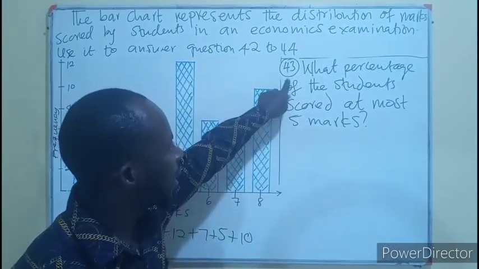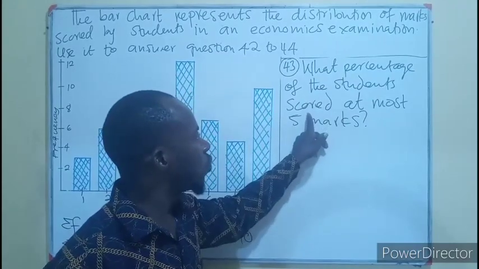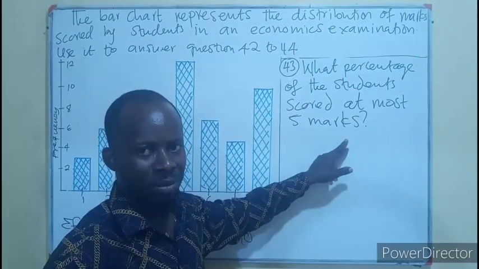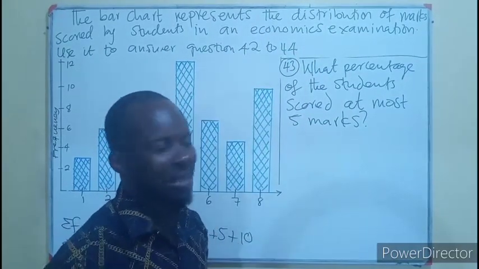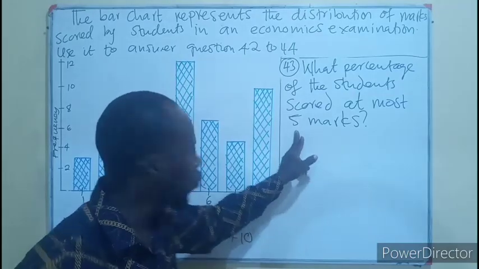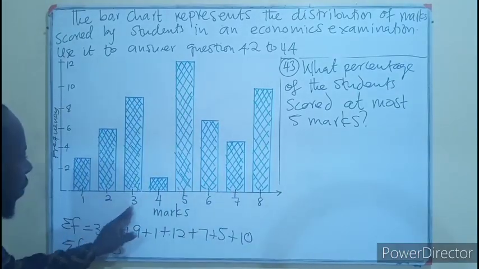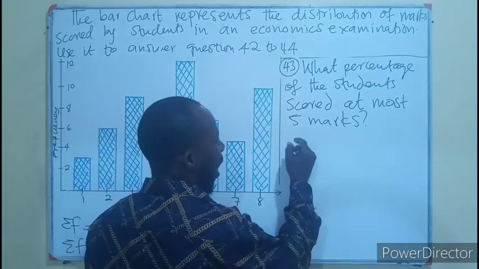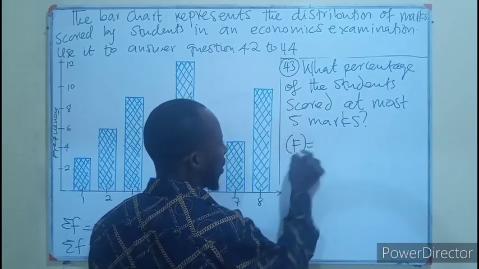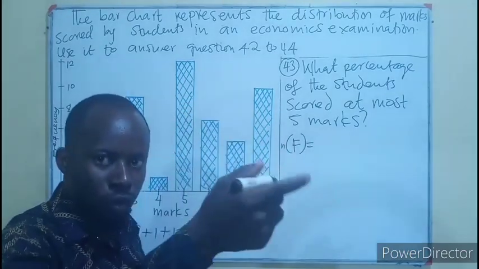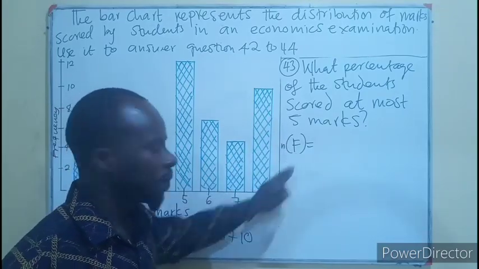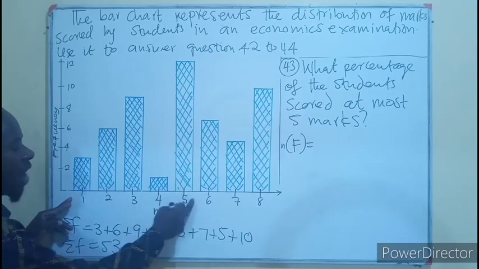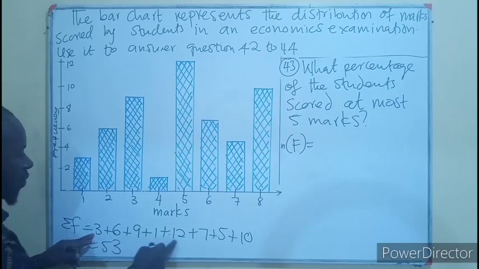Question number 43. What percentage of the students score at most 5 marks? The most, not at least. Meaning the highest of the marks is 5. Some got 1 mark, some got 2, 3, 4. At most 5. Meaning for us to indicate an event, I will use F to indicate the number of those who had at most 5 marks. So how many people had at most 5 marks? So it means that 1, 2, 3, 4, 5.